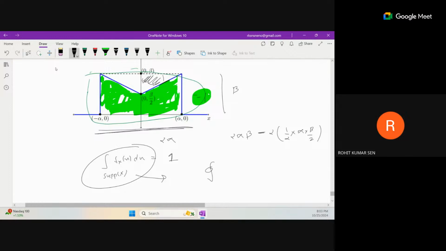What is the formula for this area? I know the formula for this area, so I have just used this formula. Yeah, sir, it's the same. 2 alpha beta minus alpha beta by 2, so it is going to be alpha beta by 2, and it is equal to 1. So alpha beta minus alpha beta by 2 is equal to 1.